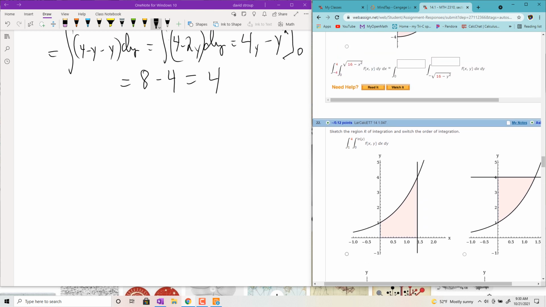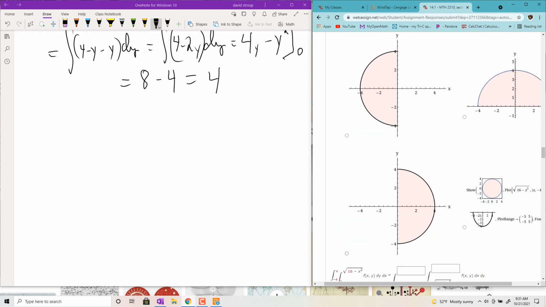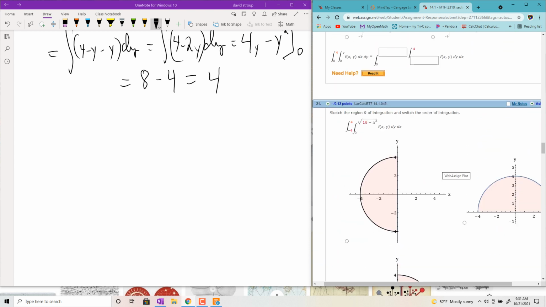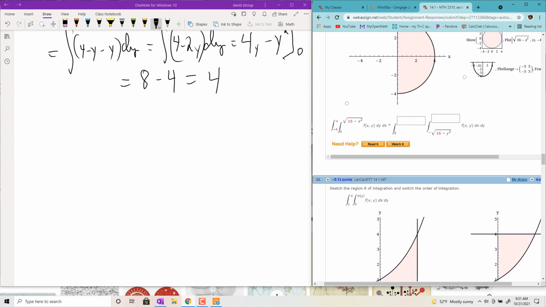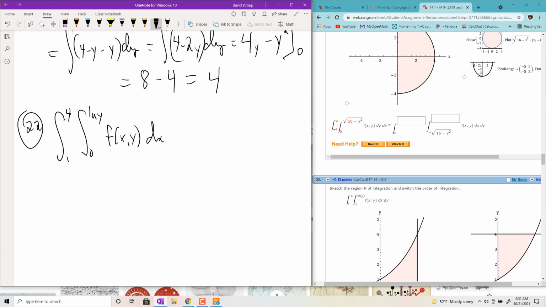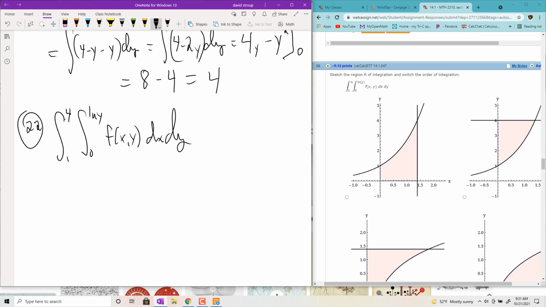So in number 22, again, this is one where you have to first sketch the region and then integrate it. Let's do this one, and then we'll jump back up to 21 for the other orientation. So this one, 22, we have the integral from 1 to 4, and then the integral from 0 to ln y of f of x comma y dx dy. Okay. Well, this is the unusual orientation.